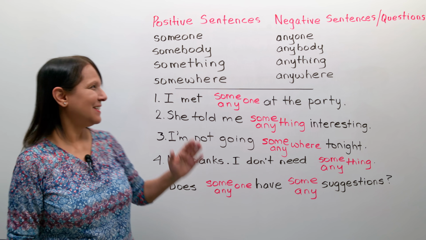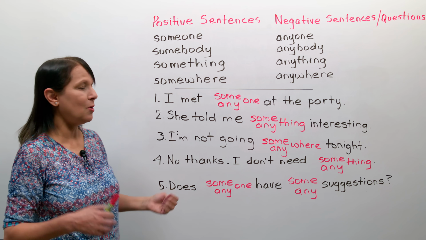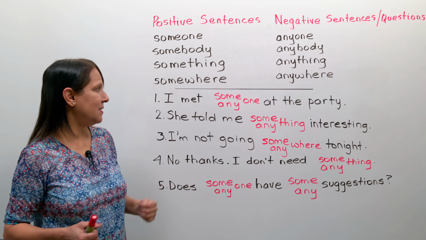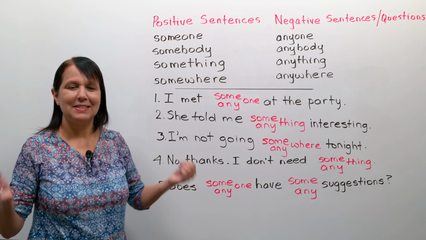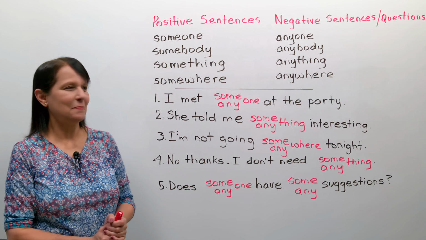Got it? You know these words. You use them every day, right? Someone, anyone, somebody, anybody, something, anything, somewhere, anywhere. So the question is, are you using them correctly? Let's make sure that you are, okay?